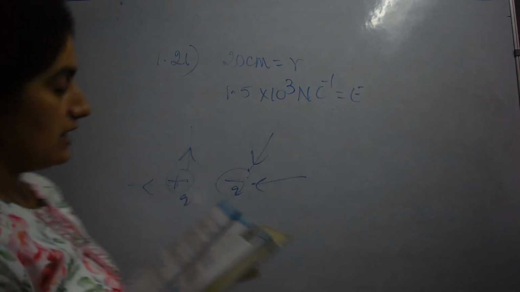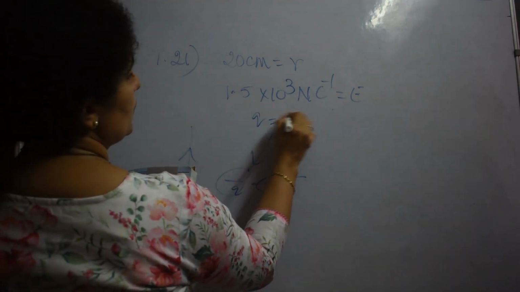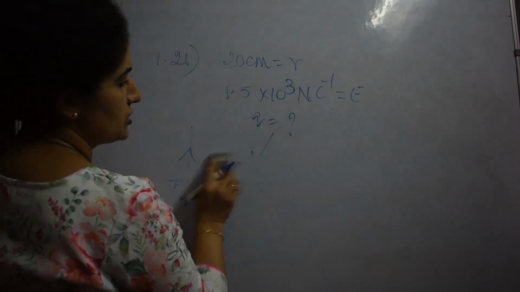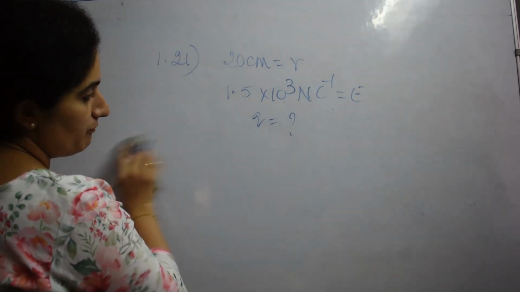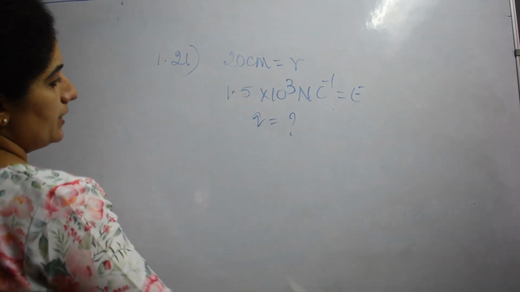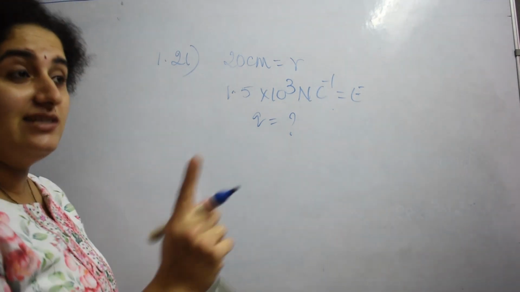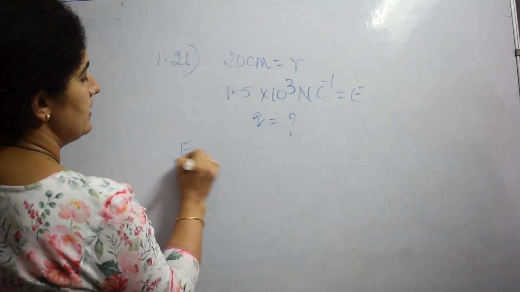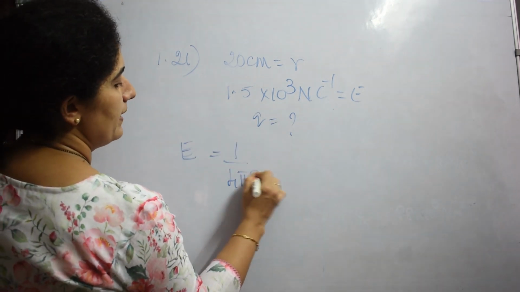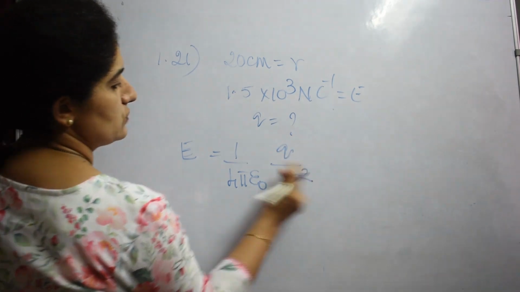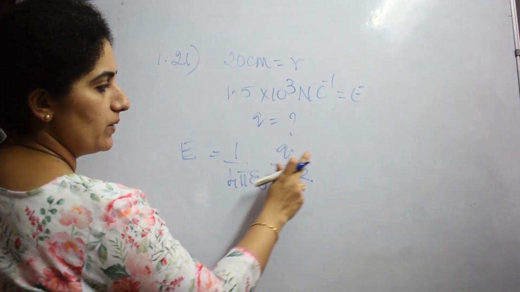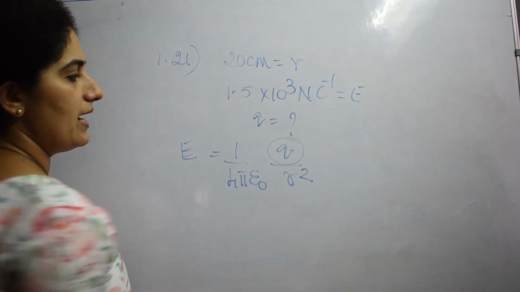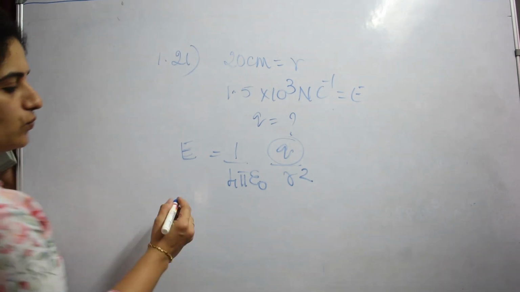What you have to calculate? Net charge Q. So it is direct one. Use the electric field equation. F by Q, the basic definition of electric field. So you have E is equal to 1 by 4 pi epsilon naught Q by R square. For force, what will you write? Q1, Q2. For electric field, just 1 Q. So substitute the value and find out the answer for Q.